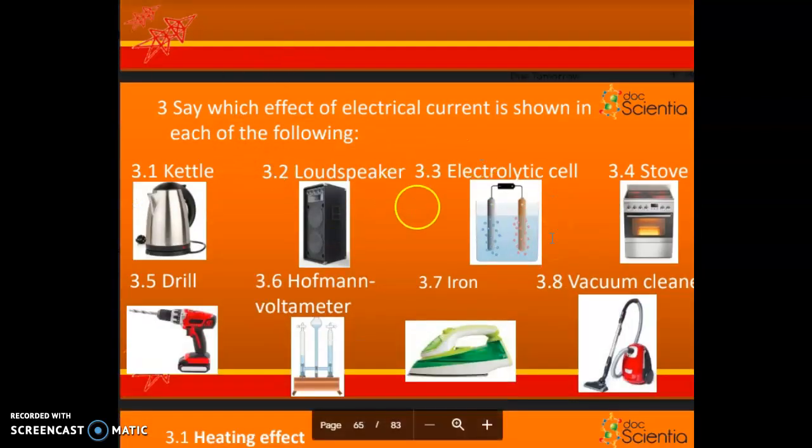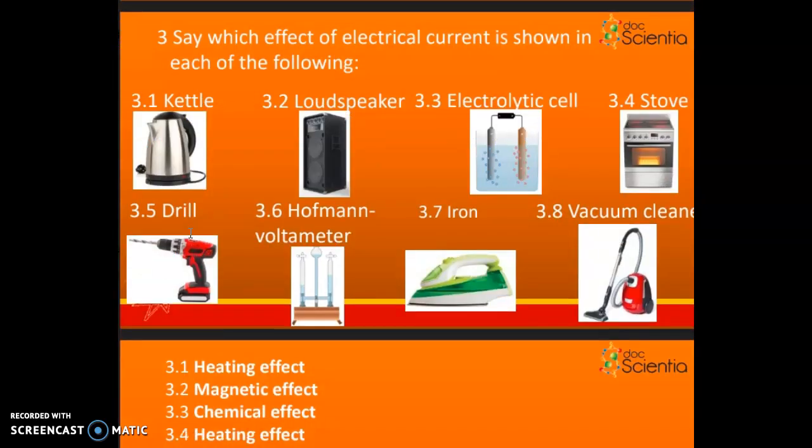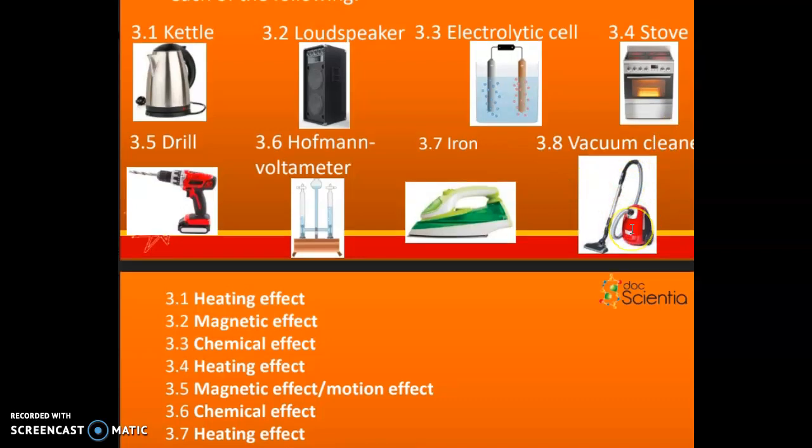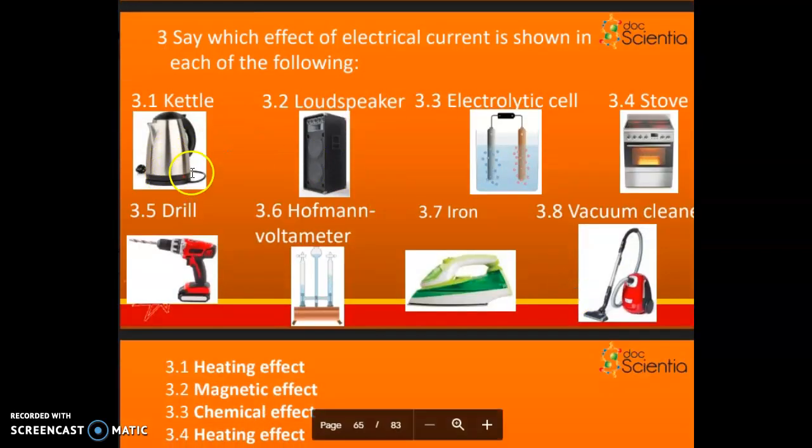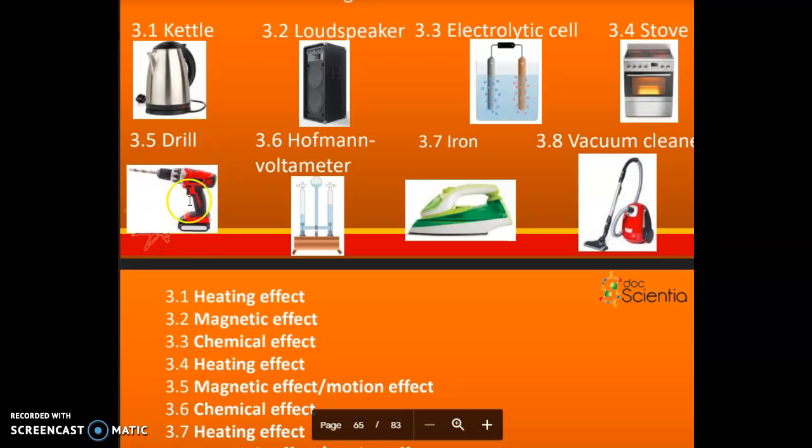Number 3, say which effect of electrical current is shown in each of the following. A kettle, the loudspeaker, electrolytic cell, a stove, a drill, a Hoffman voltameter, an iron, or a vacuum cleaner. This has the heating effect, magnetic effect, chemical effect, heating effect, magnetic effect, chemical effect, heating effect.